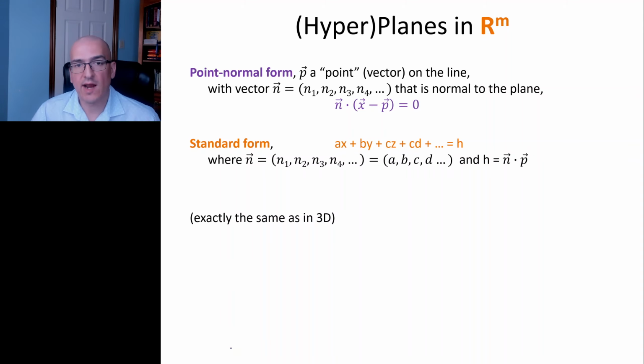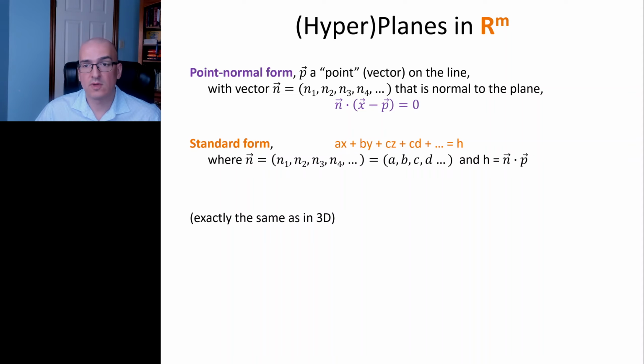For planes in higher dimensions, we give them a slightly different name. We call them hyperplanes. So a line in higher dimensions is just a line. It's not called a hyperline, but a plane in higher dimensions is called a hyperplane. The good news is that the expressions for hyperplanes are the same as expressions for planes.